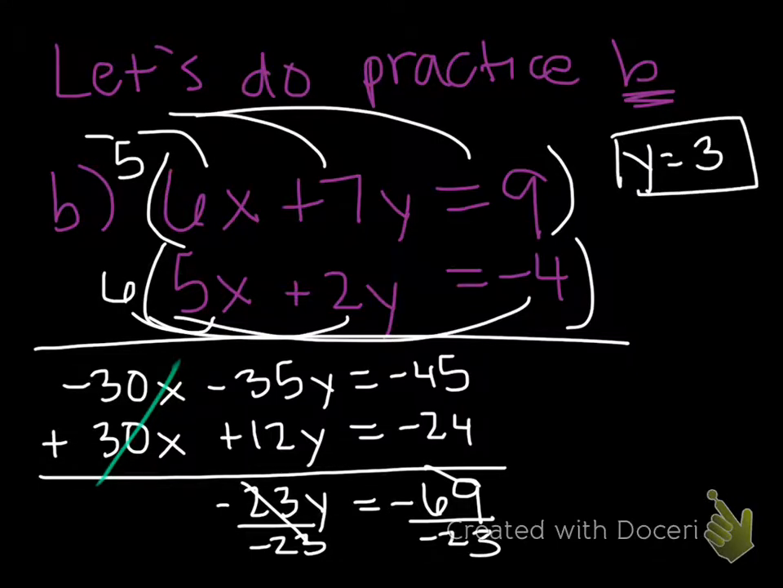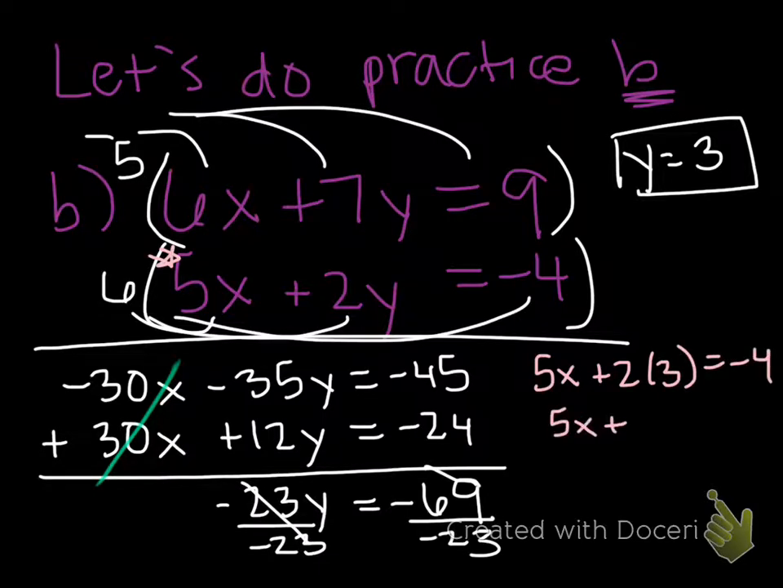But again, as you know, you are not done. You found y. Now I need to find x. So now I need to go back through and plug that back in. I'm going to use the bottom one this time. So I have 5x plus 2 times 3 equals negative 4, and I get 5x plus 6 equals negative 4.